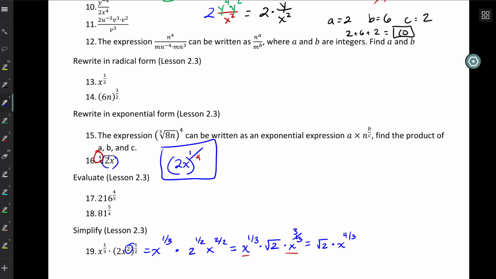Now, still, it's a little bit weird to have one term as a radical and one term as a rational exponent. So let's write everything as radicals. And so we have the square root of 2 times the third root of x to the 4th, where the index is the denominator, 3. Okay? So we can write it like that, and that's perfectly acceptable.